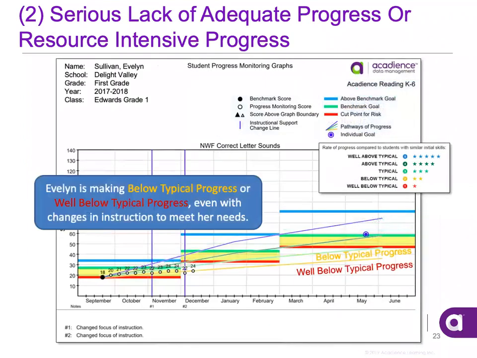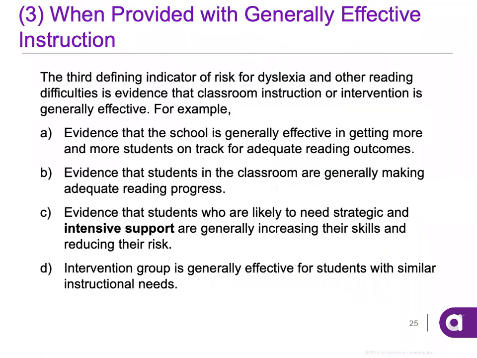Let's just go back to Evelyn. She is a beginning of year first grader who scored in the well below benchmark range. That doesn't necessarily mean that she should receive Tier 3 support. So if Evelyn is, let me go just ahead a little bit.